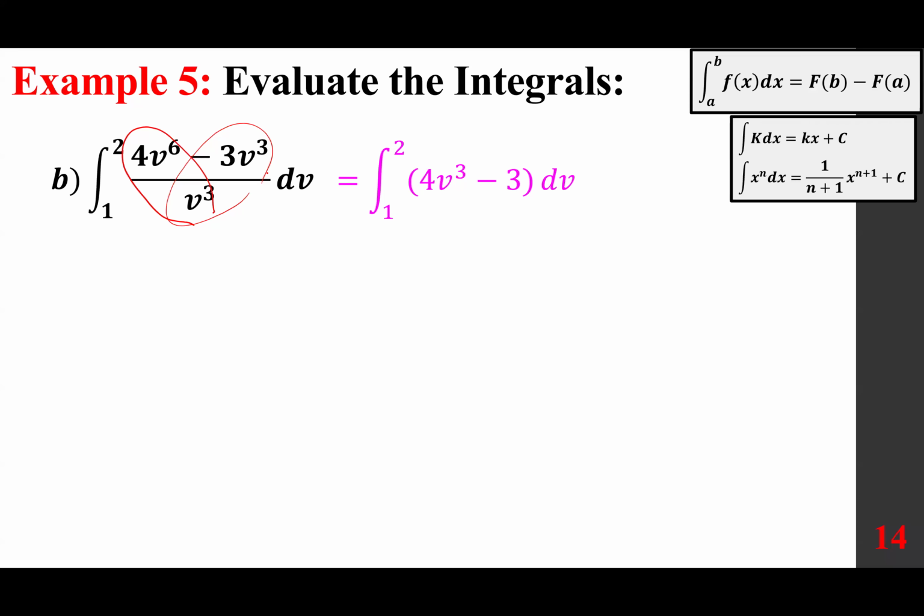And I hope you recognize that this is a power rule. So this is number 3. You add 1, becomes 4. 4 over 4 is 1. V to the power 4 minus 3v, from 1 to 2. You plug in 2, and then you plug in 1.